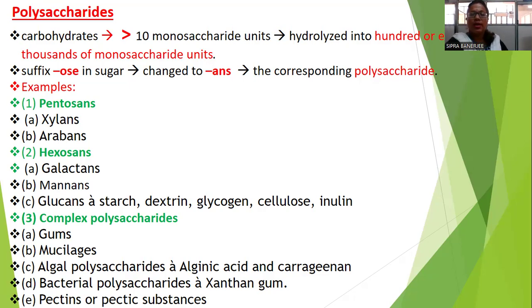And in plants like corn you can find them. They will contain different galactan, glycogen, which are very important sources of food also. In case of complex carbohydrates like gums, mucilage, algal polysaccharides, alginic acid, carrageenan, they also contain some complex carbohydrates. In bacterial polysaccharides, xanthan gum. Carrageenan or alginic acid, this type of algae-type complex carbohydrate is used in space. They are used for different production. They consume very little, producing a larger amount of energy.